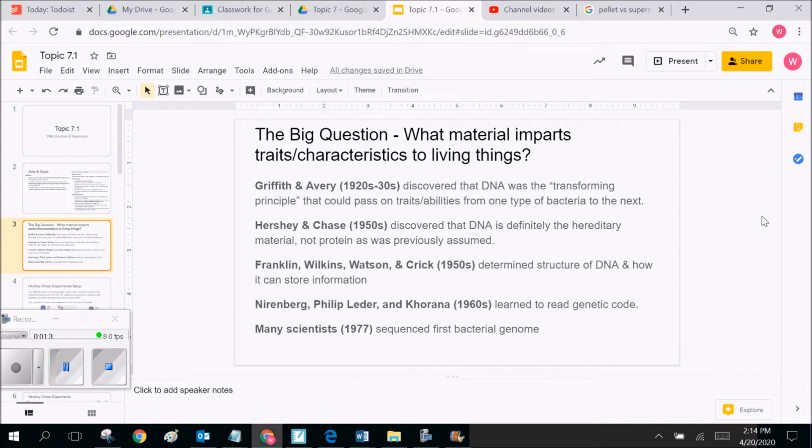Until we knew about DNA, we thought that the most likely candidate for a molecule that would be able to be passed on and also to contain genetic instructions would be proteins, because proteins were so incredibly diverse. You guys remember we learned about proteins. We said that their function was determined by their shape, and their shape was determined by the order and type of amino acids in their polypeptide chains.